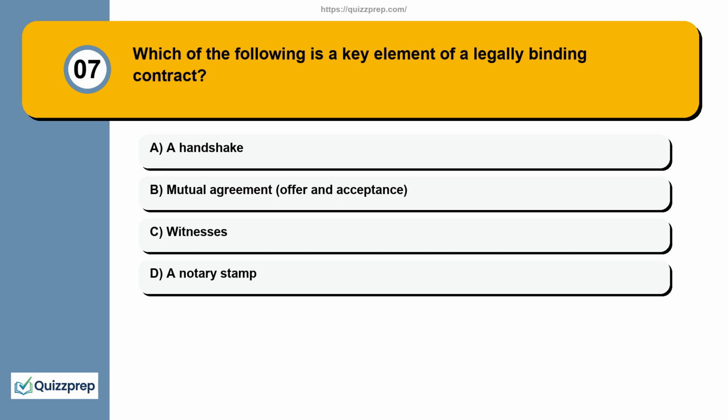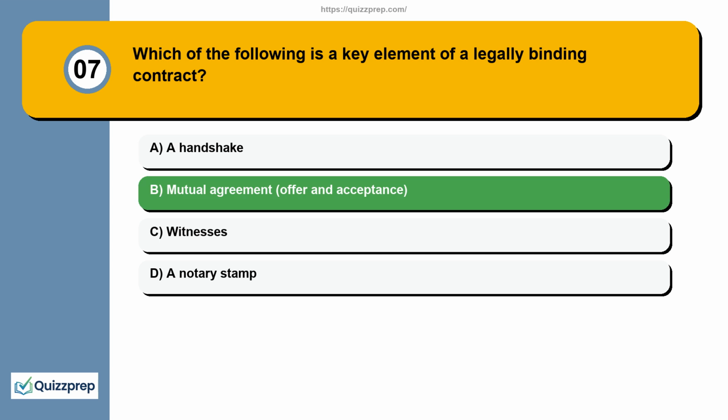Question 7. Which of the following is a key element of a legally binding contract? Here are your options. Option A. A handshake. Option B. Mutual agreement, offer and acceptance. Option C. Witnesses. Option D. A notary stamp.